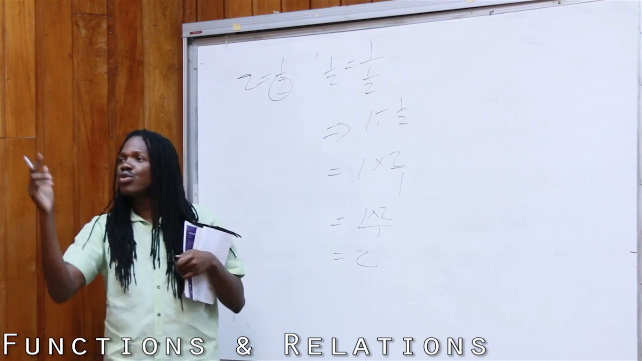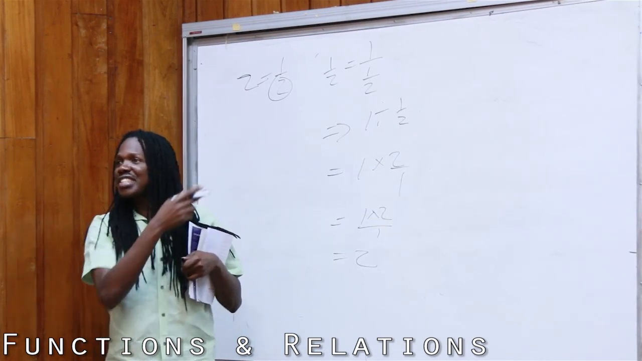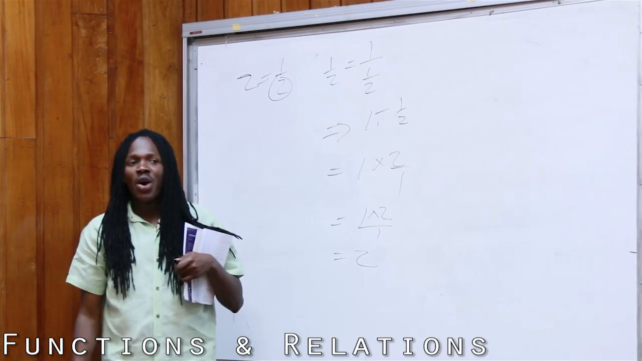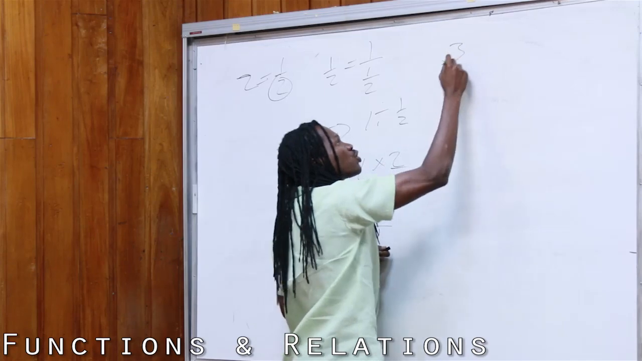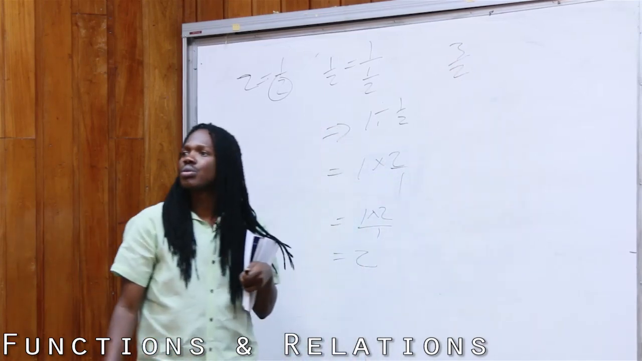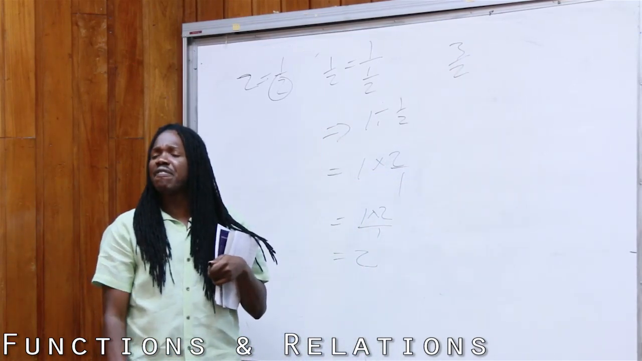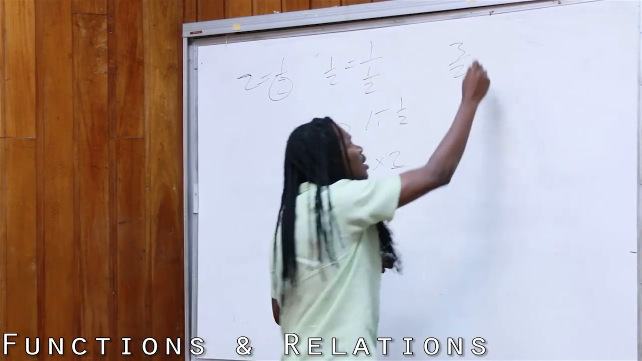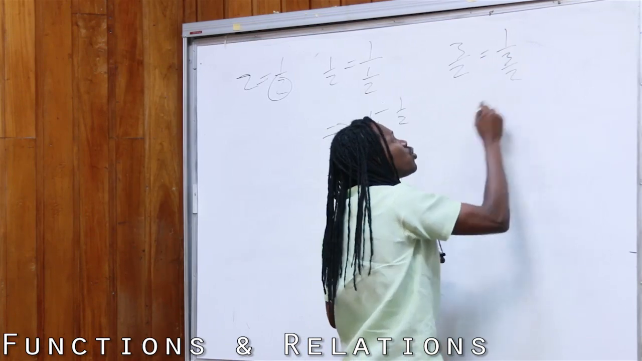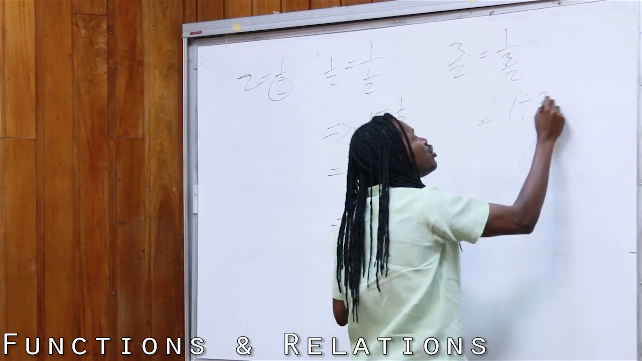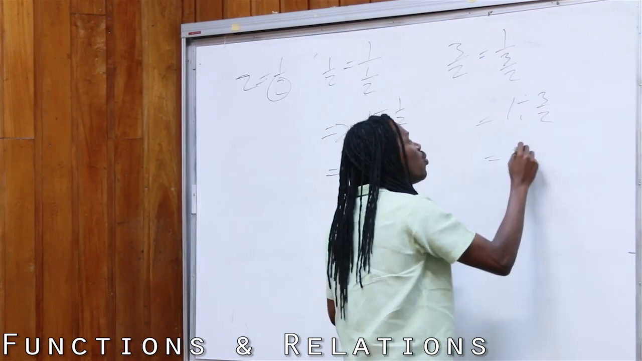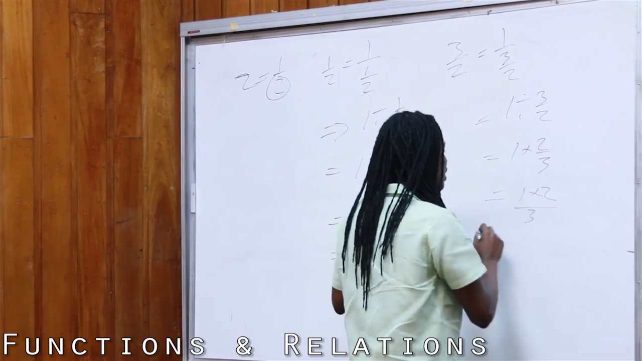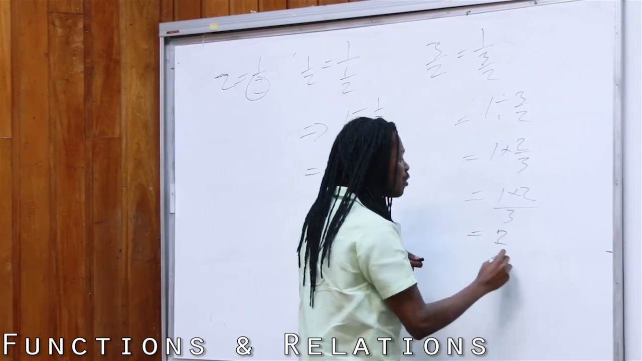Show me, I show you. Logic. I understand. What's the reciprocal of 3 over 2? Equals 1 over 3 over 2. Equals 1 divided by 3 over 2. Equals 1 times 2 over 3. Equals 2 over 3.